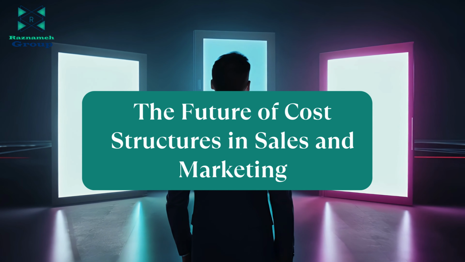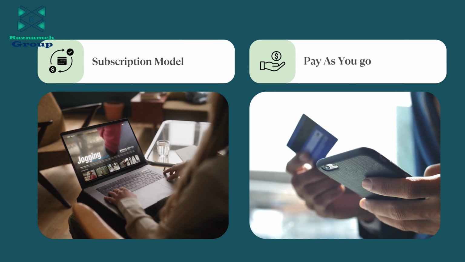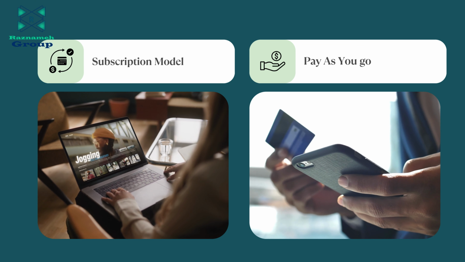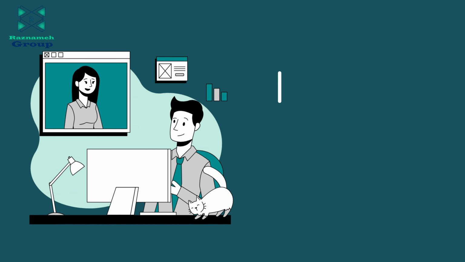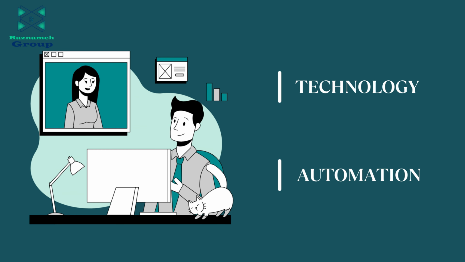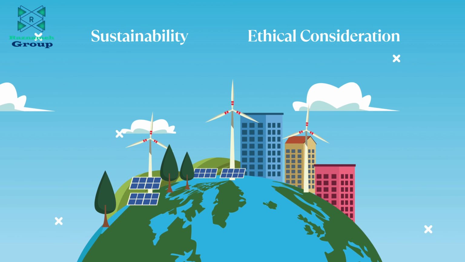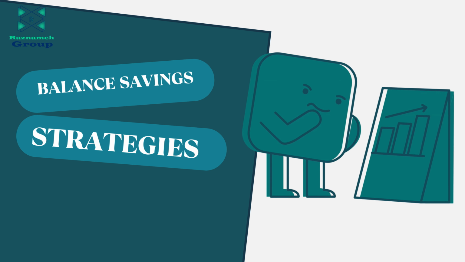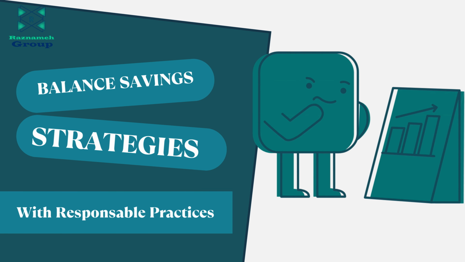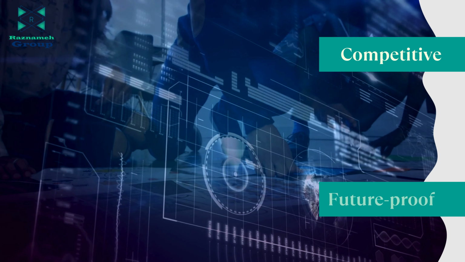To wrap things up, sales and marketing cost structures are evolving with key trends. Subscription-based models and pay-as-you-go services offer more adaptable and budget-friendly solutions. Meanwhile, technology and automation are transforming how businesses control expenditures and enhance productivity. At the same time, sustainability and ethical considerations are taking center stage, urging businesses to balance saving strategies with responsible practices. Adapting to these trends will ensure your business stays competitive and future-proof.